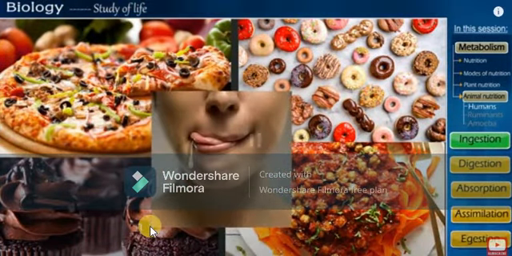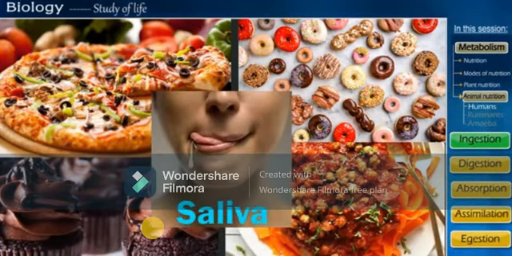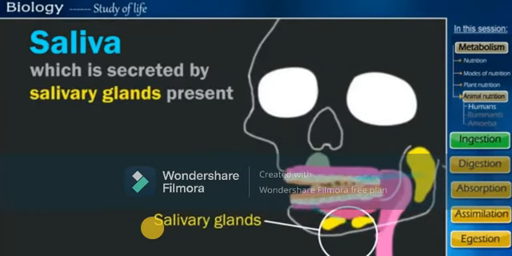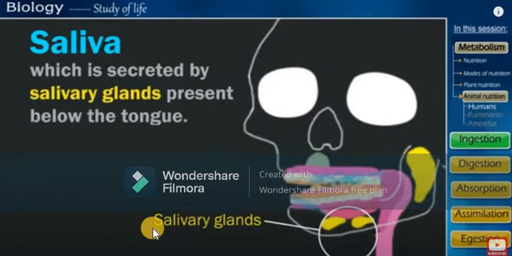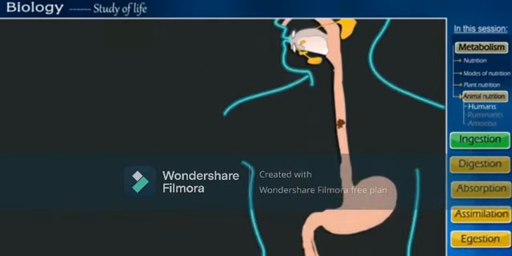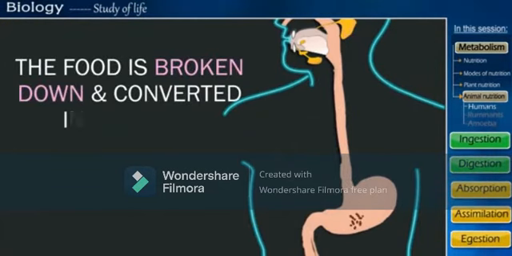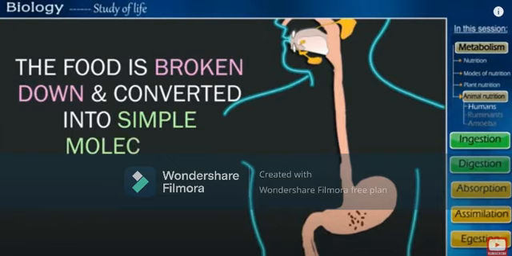Another fact is that when we say, after seeing some tasty things, that our mouth is watering, that doesn't mean that some sort of water is coming out. That is actually the saliva, which is secreted by the salivary glands present below the tongue. These salivary glands secrete the saliva, which also helps in the breakdown of food and in passing through the esophagus easily.